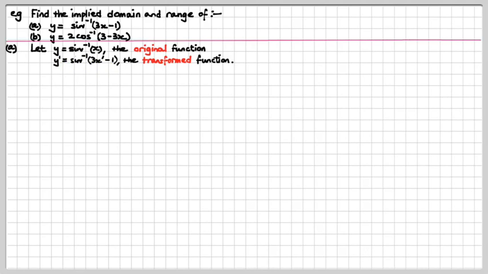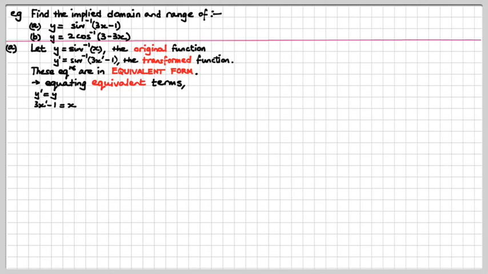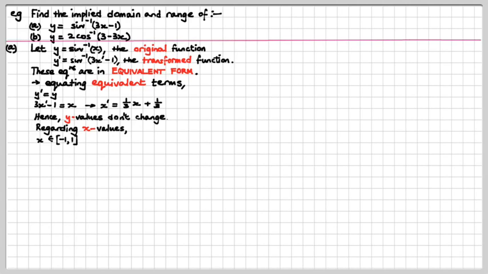Now, they are in equivalent form, so we can just do a straight equating of equivalent terms. We can say that y dashed equals y, and 3x dashed minus 1 is equivalent to x. With backwards transformation, you make y dash and x dash the subject, so we make x dash the subject and we get that. That looks right. That is our recipe for success, the key to everything, guys. Hence the y values don't change, but the x values certainly do. So let's go with that.